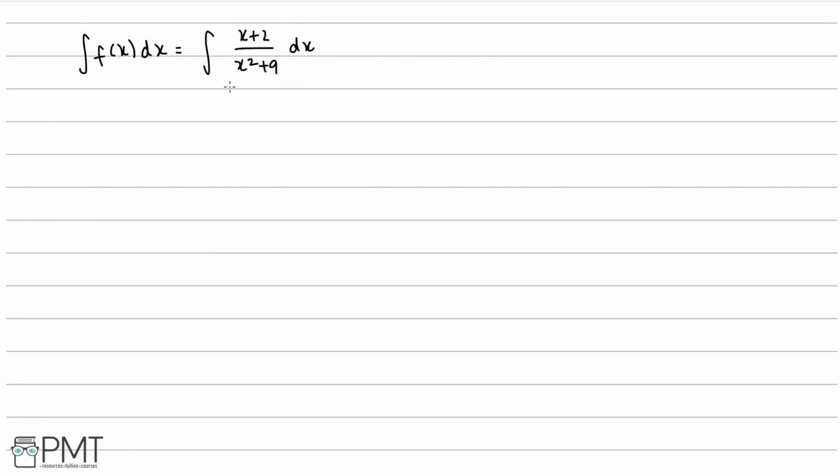Well, one way that we can rewrite this fraction is by separating it into x over (x squared plus 9) plus 2 over (x squared plus 9) with respect to x. Now, if we split it up like this, we can notice that this fraction on the left-hand side is just a ln integral. In fact, if we just integrate the left-hand side by itself, this will be equal to a half ln of (x squared plus 9).